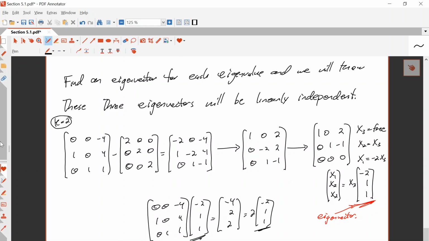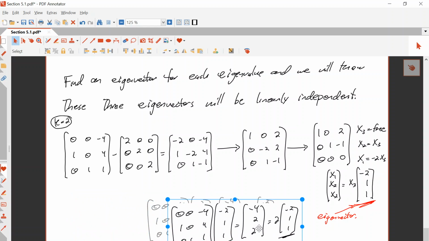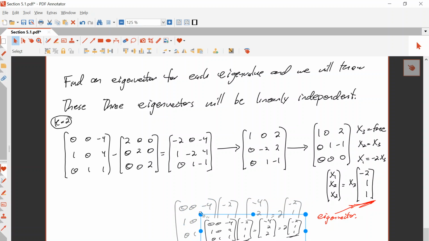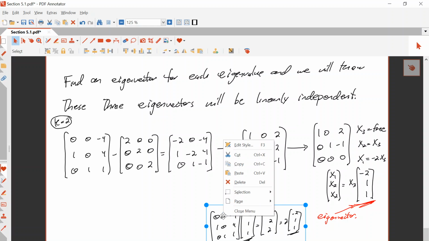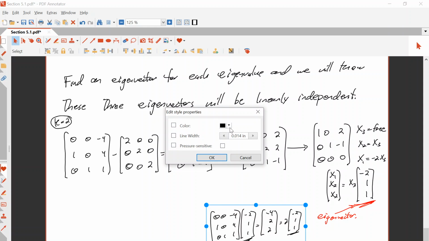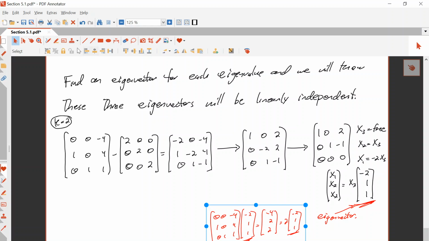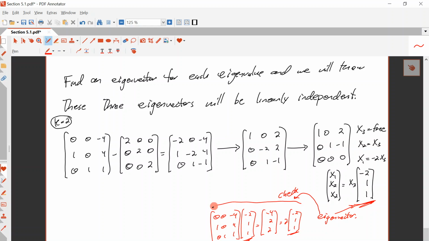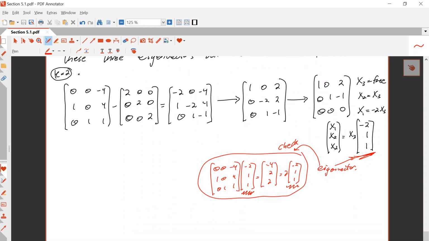So why don't we actually leave that in there? Eigenvector, let's check. Right, and when we checked, we got that this is 2 times that. Okay? So that was k equal to 2.